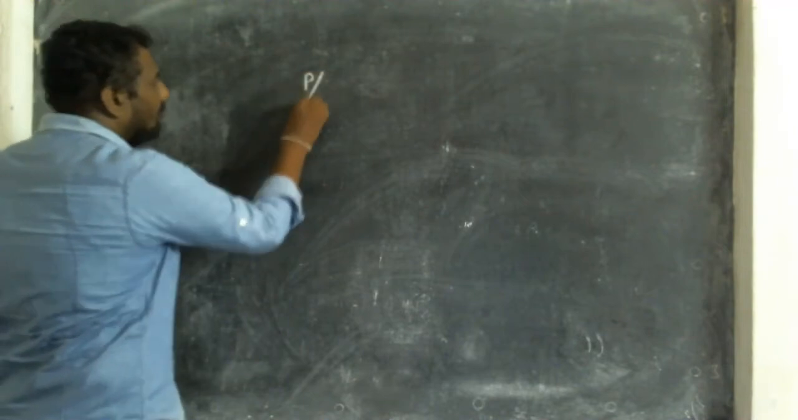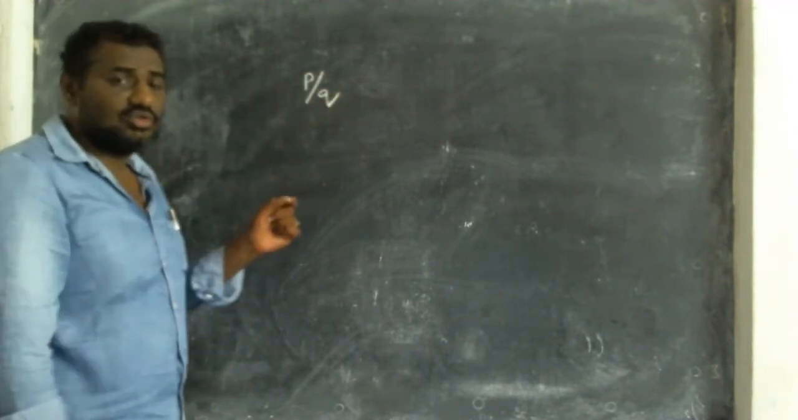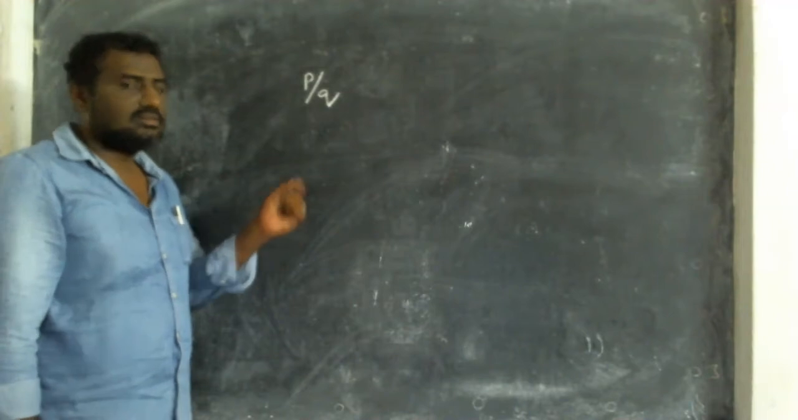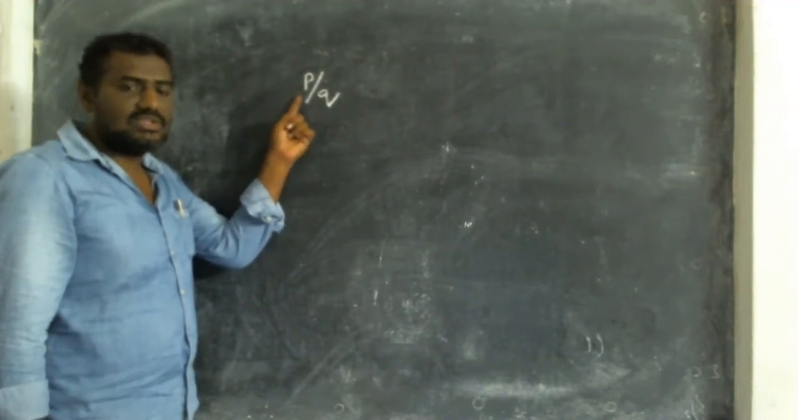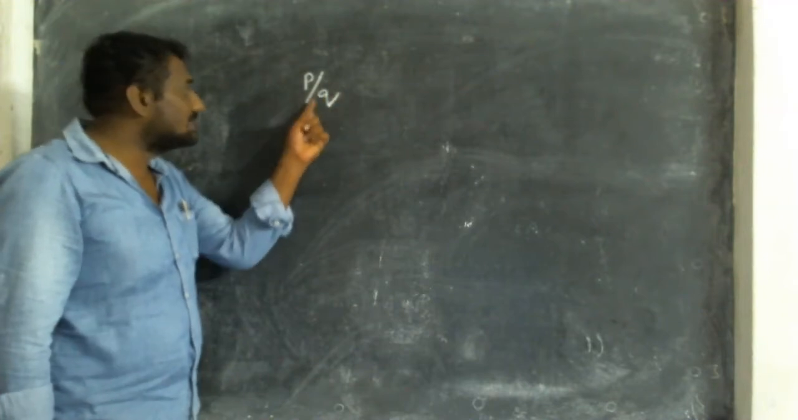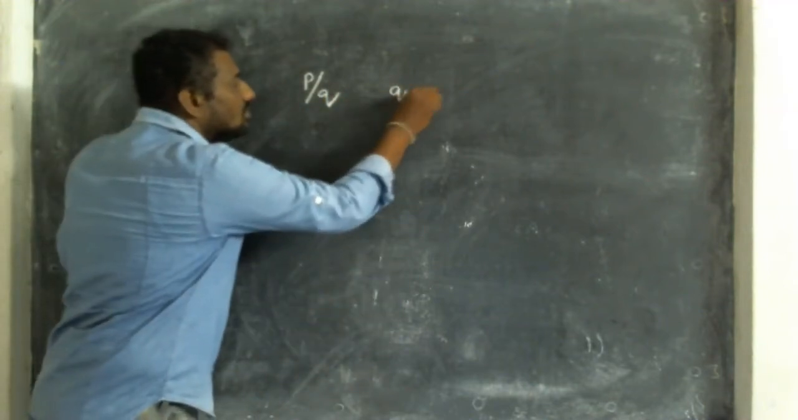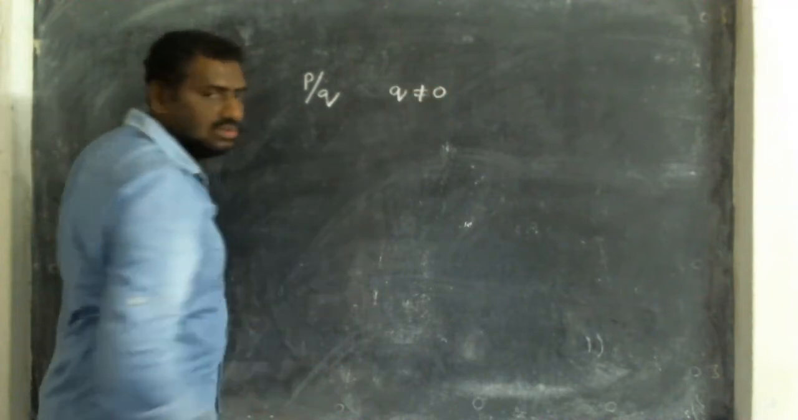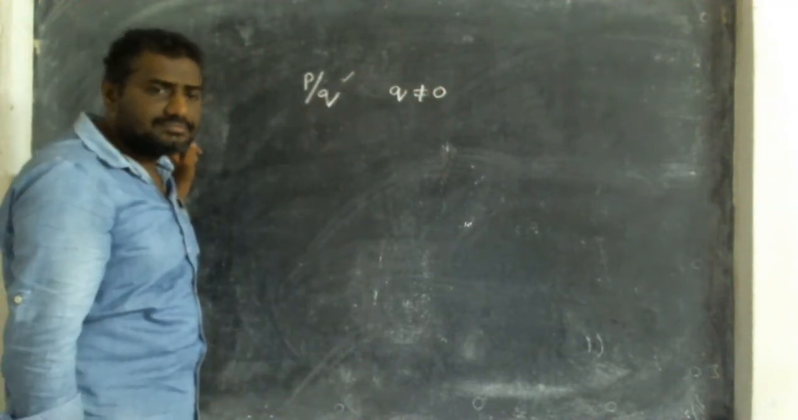P by q means numerator and denominator. If any number is having a numerator and denominator, here p is the numerator and q is the denominator. Now this we can call a rational number, but in this number, q must not be equal to 0. This type of number we call a rational number.